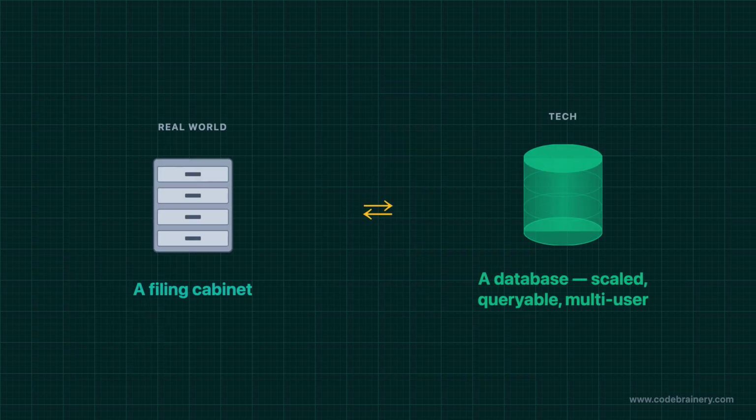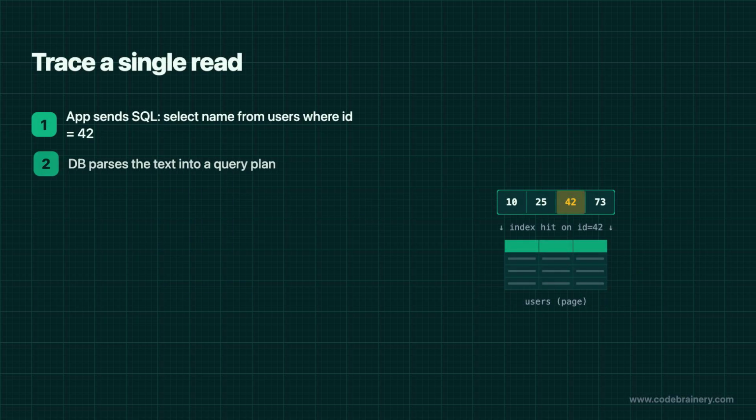Think of a filing cabinet. You put folders in. You can find them by label. Only one person at a time can really use it. A database is the filing cabinet, scaled to 1,000,000 folders, with 1,000 people pulling files at once, with no two reading the wrong copy.